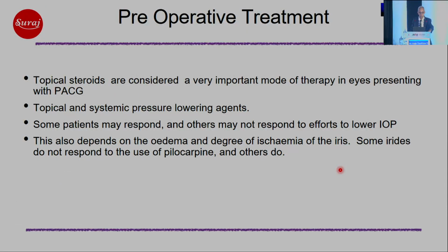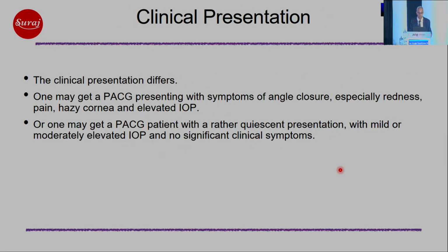So how do you treat these patients preoperatively? Topical steroids are considered a very important mode of therapy in eyes presenting with PACG. Topical and systemic pressure lowering agents are very important. Some patients may respond and others may not respond significantly to efforts to lower IOP. This depends on the edema and the degree of ischemia of the iris. Some eyes do not respond to the use of pilocarpine and others do. The clinical presentation differs significantly.